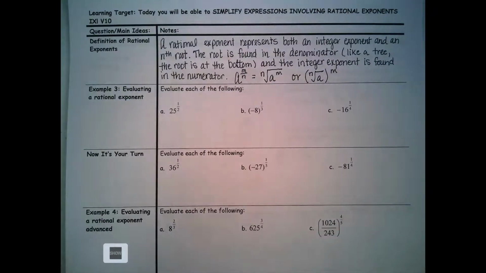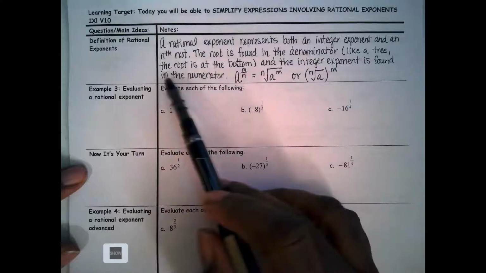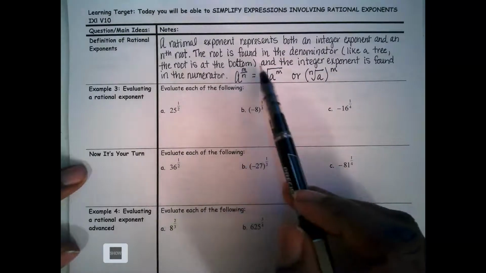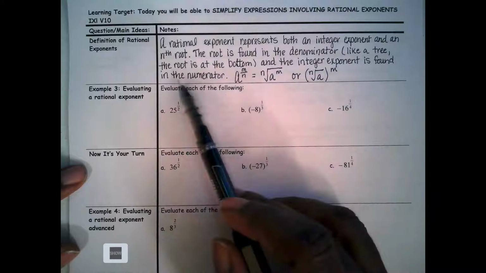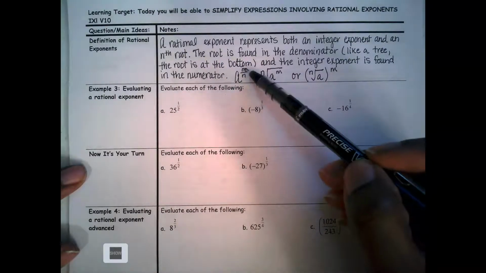The definition of a rational exponent basically is a base or a power that has a fraction as the exponent. So a rational exponent represents both an integer exponent and an nth root. The root is found in the denominator, like a tree, root is at the bottom. And the integer exponent is found in the numerator. So the n would be the root, and the m would be the exponent.